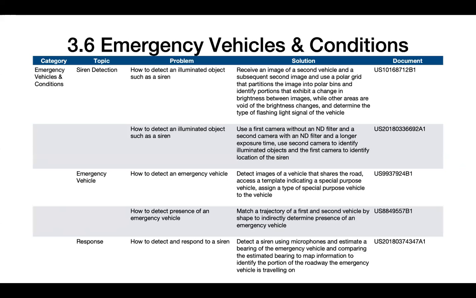How do I detect the presence of an emergency vehicle? I match a trajectory of a first and second vehicle by shape to indirectly determine the presence of an emergency vehicle. So once again here, we're inferring based on traffic patterns whether we have an emergency vehicle in this case. How do I detect and respond to a siren? In this case, I'm going to detect the siren using microphones and estimate a bearing based upon the microphone information.